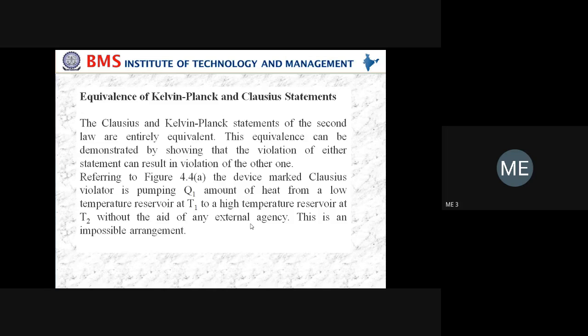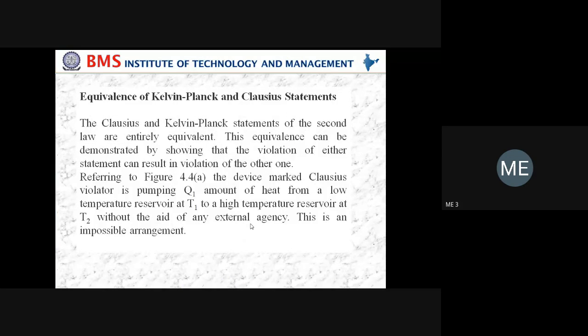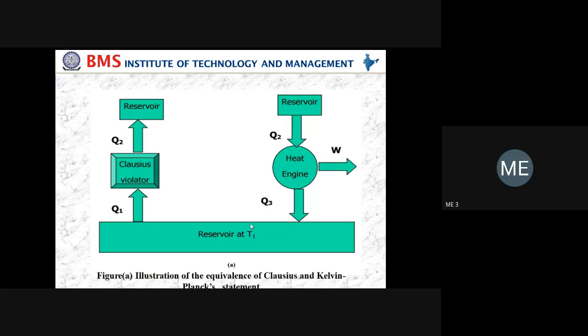Now, they will ask for the equivalence of the Kelvin Planck statement and the Clausius statement, or they will give a statement like this: violation of one statement violates the other statement. That is, violation of the Kelvin Planck statement violates the Clausius statement, and violation of the Clausius statement violates the Kelvin Planck statement. So you have to draw the diagram here. The diagram is most important. Analyze the diagram properly.